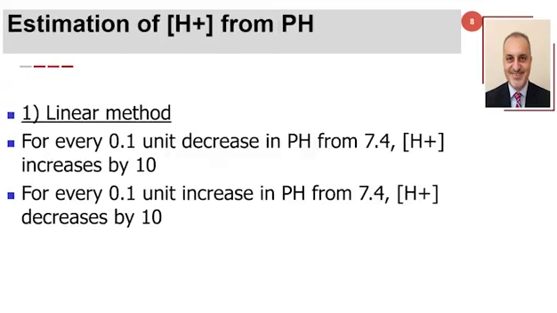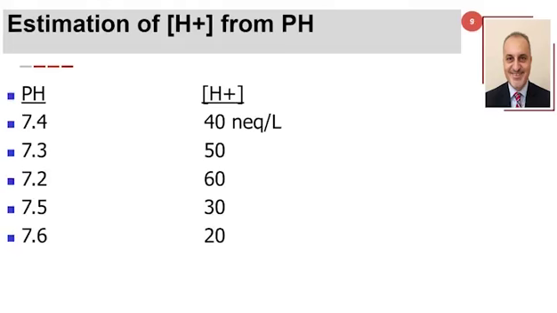Okay, so how do we estimate hydrogen ion from pH? This is a very important concept. Now there is more than one method, and actually I mentioned in the slides here two methods. I'm just going to concentrate on the easier method that I always teach to the residents. هلا, this is what we call the linear method and it's a very easy method.